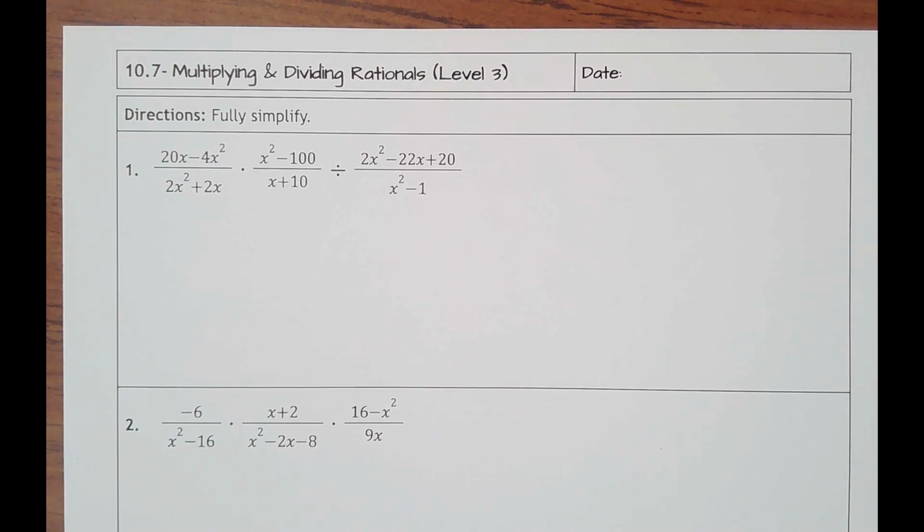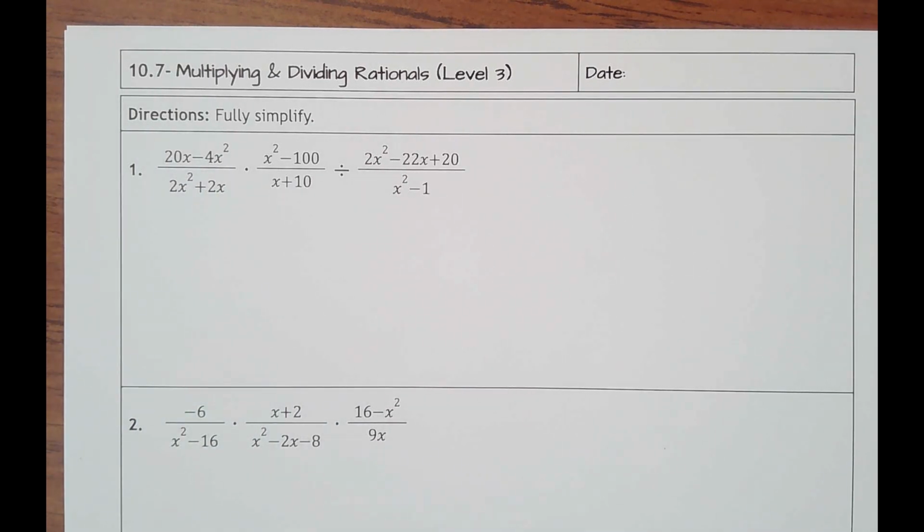Lesson 10.7, multiplying and dividing rationals. This is level 3. The only thing really different is that we'll have 3 things getting multiplied or divided, and maybe not. I was thinking there were going to be the slide and divide trinomials, but actually I don't see any. But there will be more GCF.